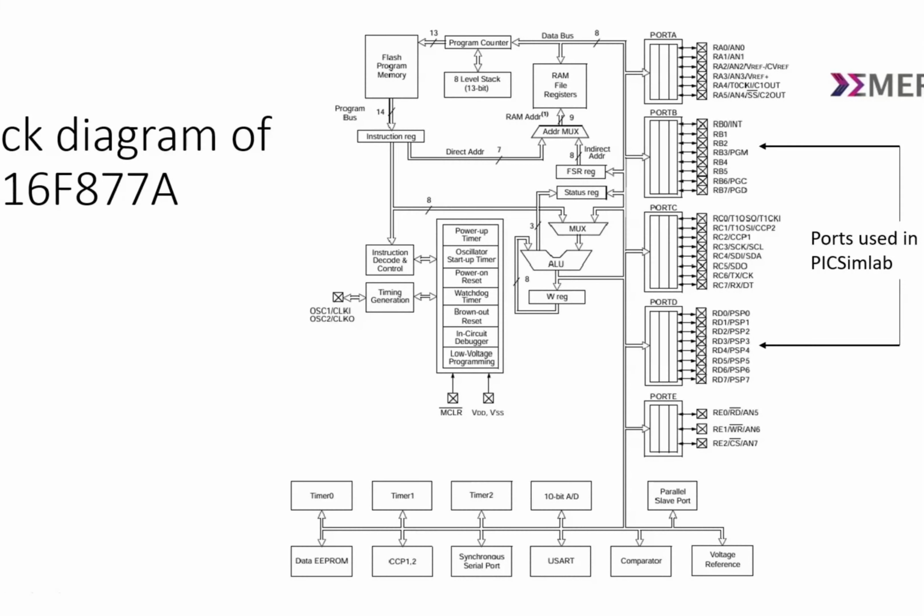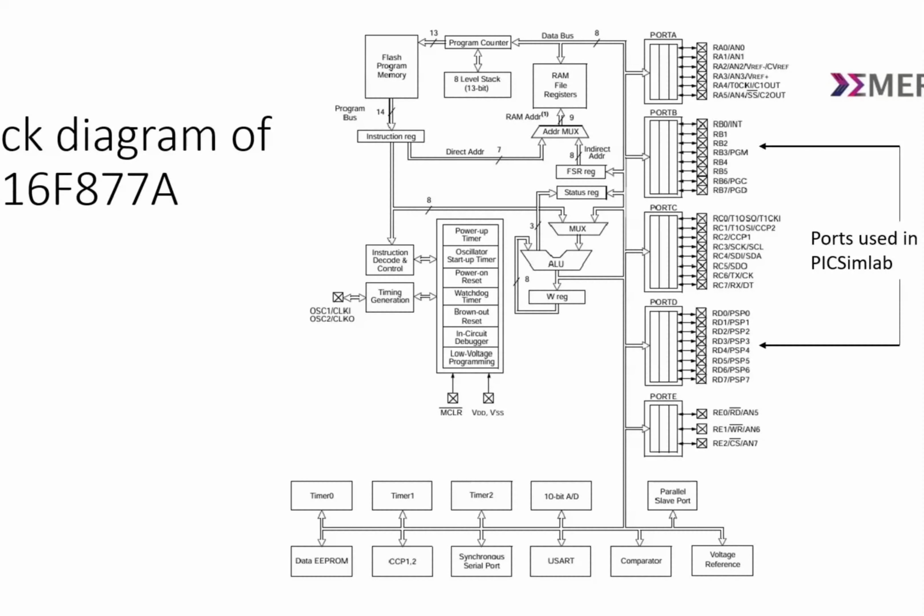The central ALU, powered by the oscillator and timing circuits, processes instructions, and is supported by a power-up timer, watchdog timer, and brownout reset for reliability. Data flows through an 8-level stack and multiplexer for GPIO ports from port A to port E, offering 33 pins for inputs like the keypad and outputs like the buzzer and fan.